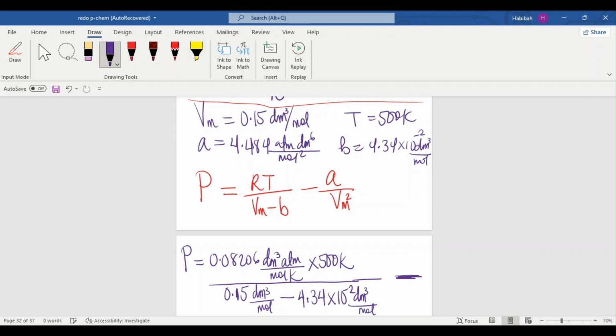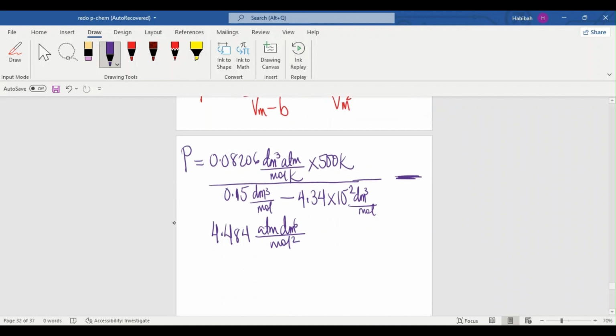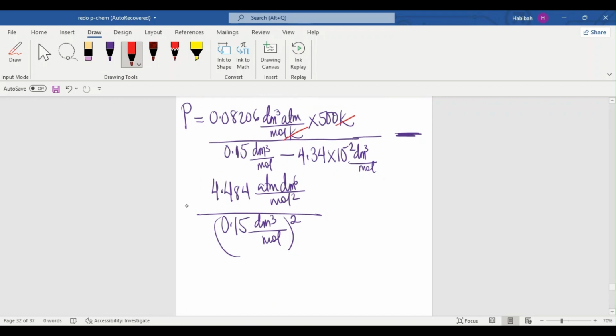So minus A, which is just 4.484 atm dm⁶ per mole squared divided by Vm squared. So that would be 0.15 dm³ per mole all squared. So yeah, that's it. So of course, let's simplify. I can cancel out the Kelvin. That's how far I can simplify. I have to do the multiplication first to make this simplification easier.